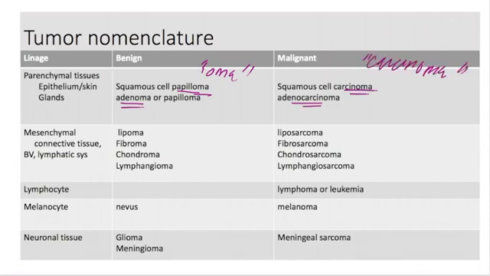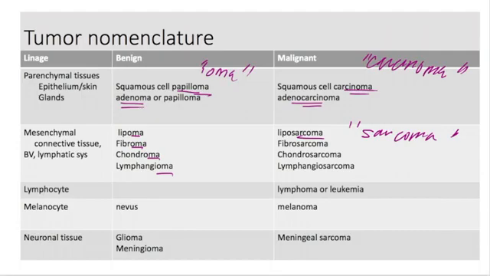Moving on to mesenchymal, which is your connective tissues, blood vessels, lymphatic systems. So if it's benign, lipoma, fibroma, chondroma, lymphangioma. Again, you see the endings here. Then if we get into malignancy, it is a sarcoma, and there are examples of that. So a fibrosarcoma or a liposarcoma.